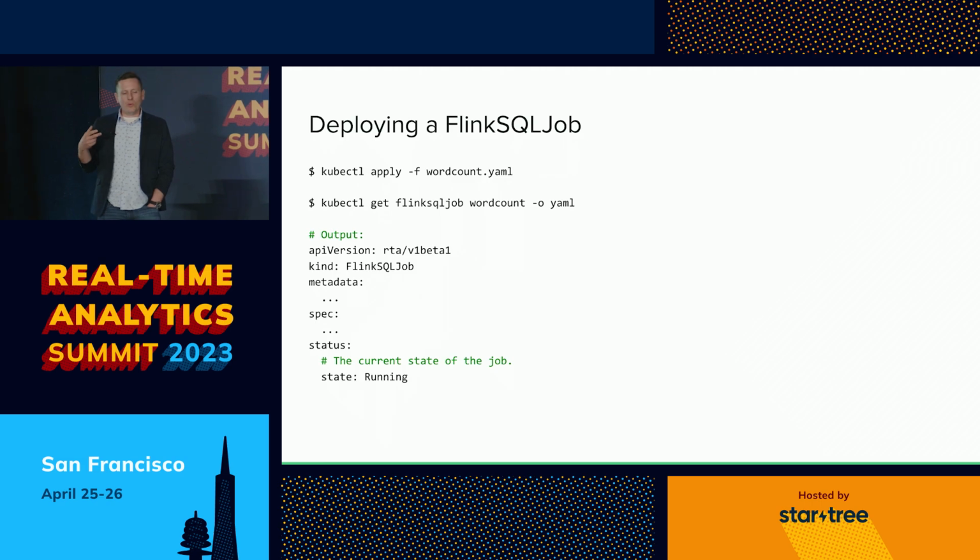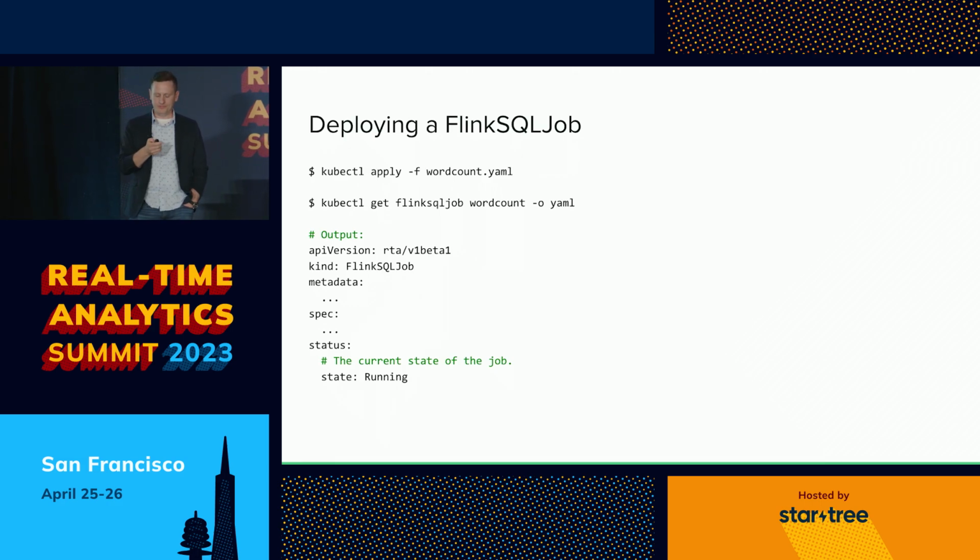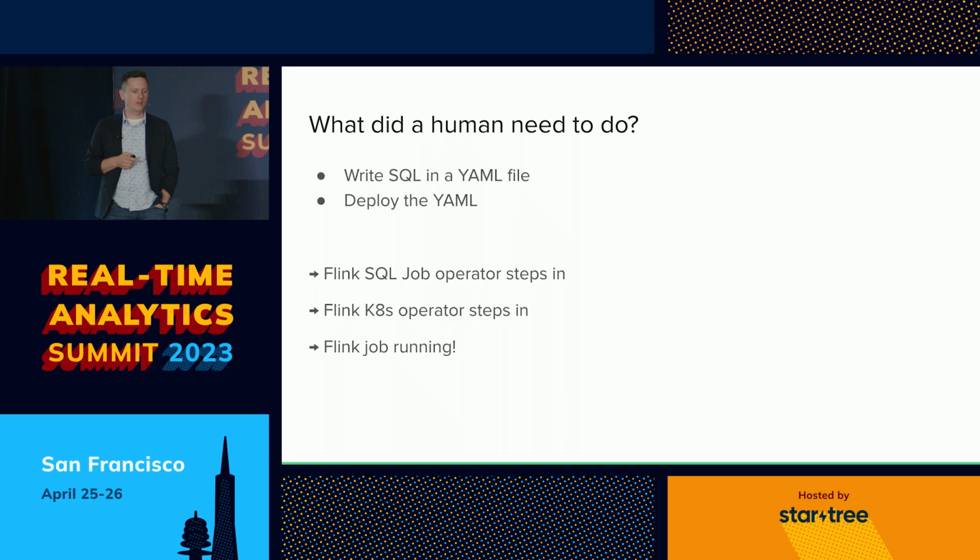All right, so why are we talking about Kubernetes anyway, right? So the whole point of this is that once I've written my YAML to describe my Flink job, deploying that Flink job is just kubectl apply, in the same way that I would create a pod or, like I said, a replica set or anything in the Kubernetes ecosystem. So I just write some file, kubectl apply, my operators take over, right? So what did a human have to do? We write some SQL in a YAML file, we deploy the YAML, and the rest of the work is done by the operators, right? Or, you get the point.